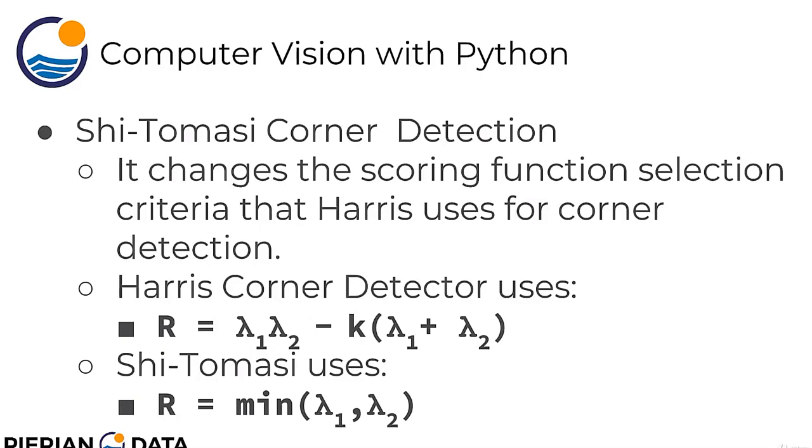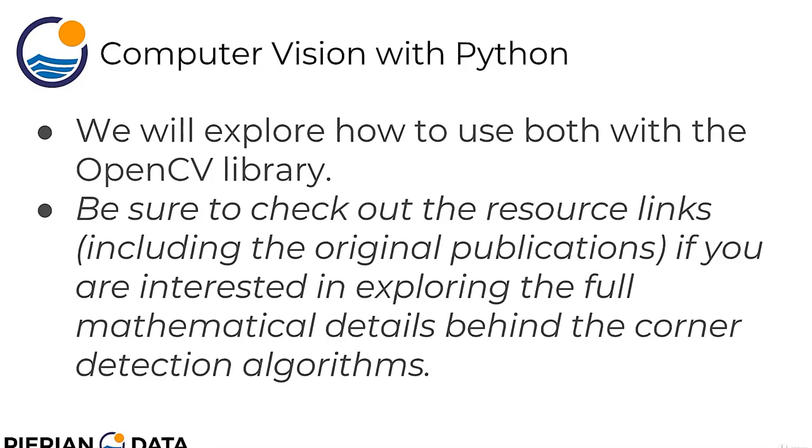You can go ahead and check out the resource links for a full breakdown of the actual mathematics behind these corner detection algorithms. What we're going to focus on here is the practical implementation of them with OpenCV and Python. Okay, so again, we're exploring how to use both with the OpenCV library. Be sure to check out the resource links, and I've included the original publications for each of those papers if you're interested in exploring the full mathematical details behind the corner detection algorithms. Let's open up Jupyter Lab and get started.